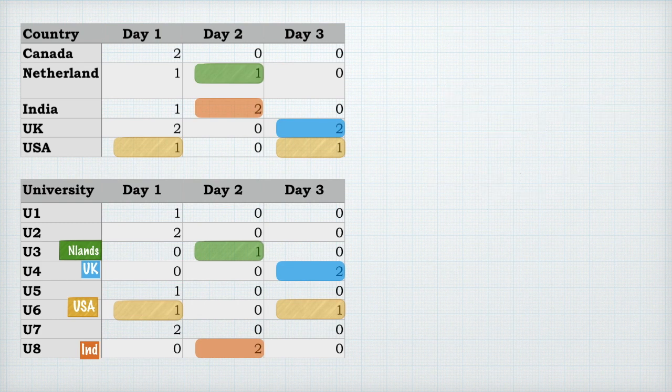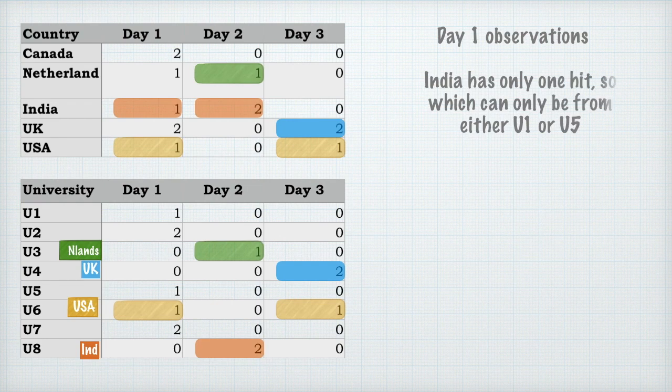Now let me look at India. India has a single hit. Some of you might have started with Netherlands, but the logic path would have been the same. I look at India. India has a single hit. I already know that University 8 is from India. But if I look at day 1 data, University 8 has 0 hits. That means this Indian hit must have come from some other university.